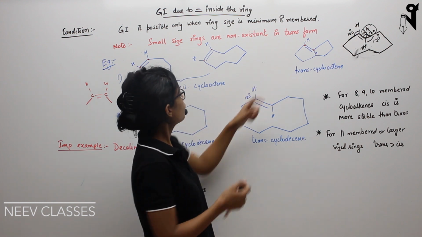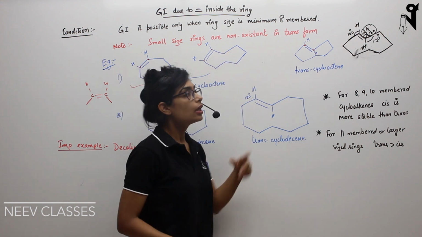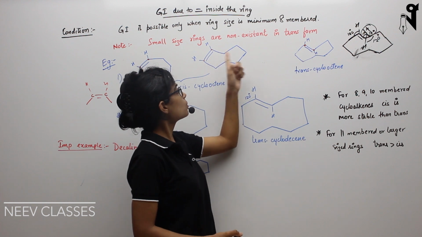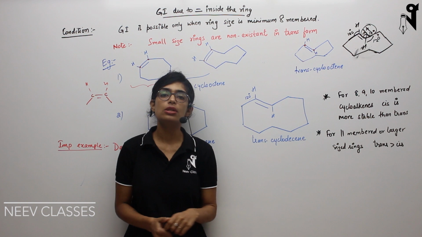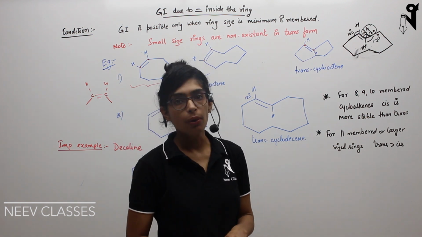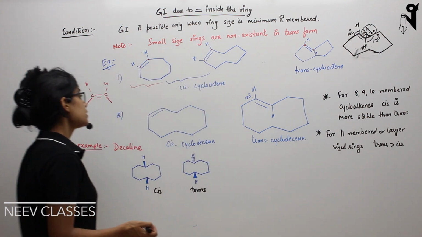So now accordingly, wherever you place the double bond, you can see at different places you can place it. I have just taken two examples. You can take multiple different places where you can place the double bond, and accordingly cis or trans cyclooctene can be formed. Now we'll take another example.